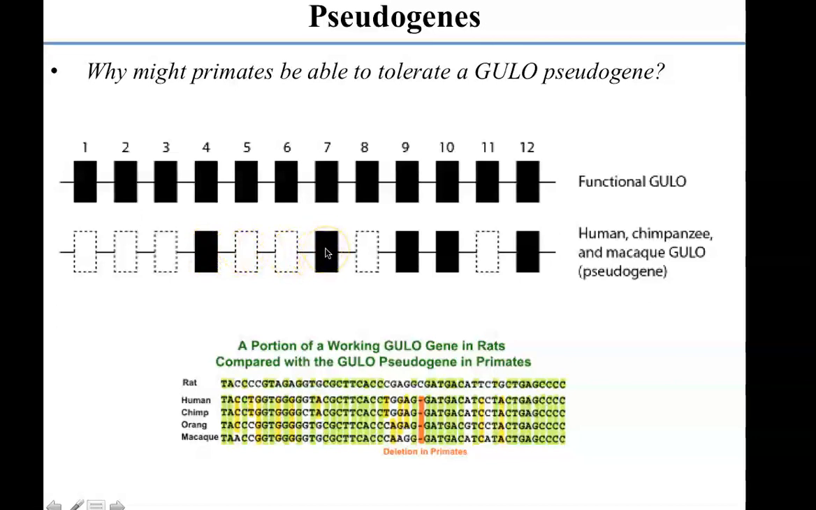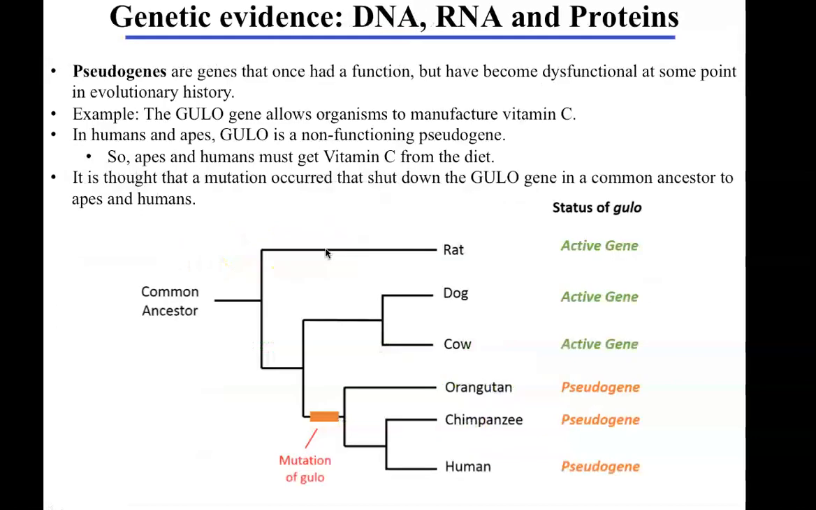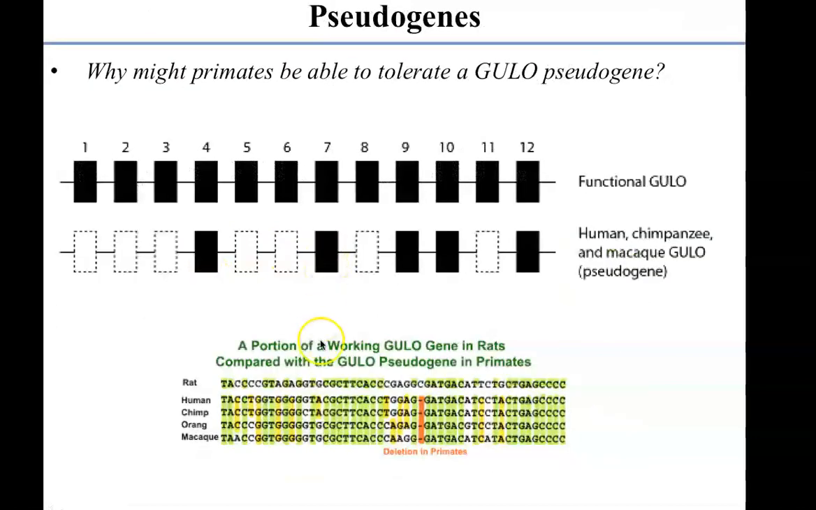And so it's not just that we all inherited a broken gulo gene, we all inherited the same type of broken gene. All right, so again, that's used as evidence to say that primates share a common ancestor, and that these primates are all closely related. And a rat is a more distant relative because it has a functioning gulo gene.